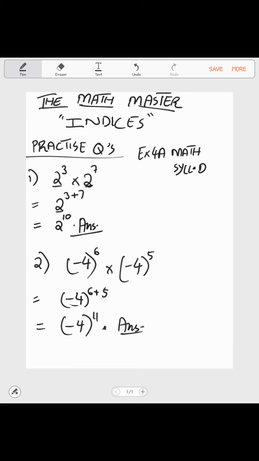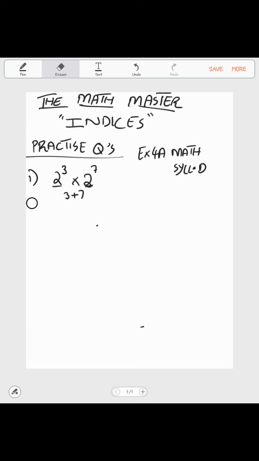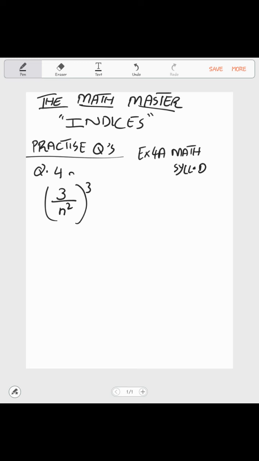These two questions were just to warm up your mind. Now we're going to play with some variables and more further stuff, and it's not going to include only multiplication. It's going to include division as well as subtraction and addition and much more. So first of all, let's start with a simple, nice one. It says n power 3 over 9 square whole cube. This is question number 4 part D of exercise 4A, syllabus D.